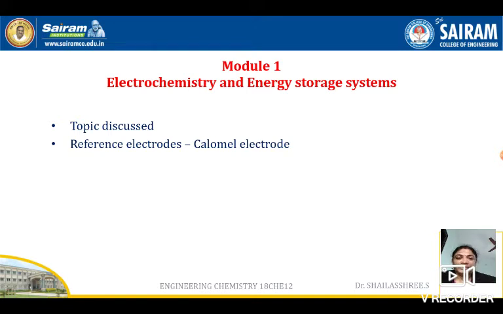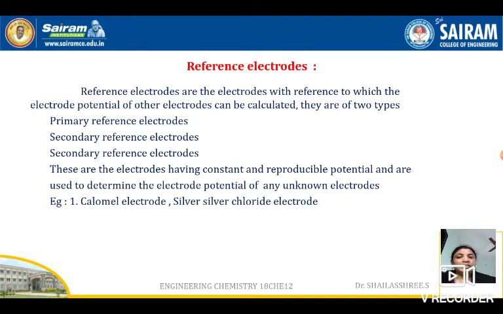Coming to the reference electrodes. What are reference electrodes? Reference electrodes are the electrodes having a constant or known potential, and they are used to calculate the electrode potential of any unknown electrodes. Reference electrodes are the electrodes with reference to which the electrode potential of any other electrodes can be calculated. There are two types of reference electrodes: primary reference electrodes and secondary reference electrodes.